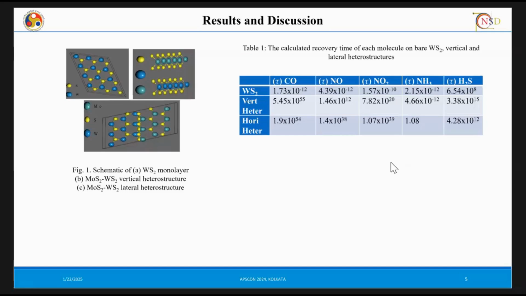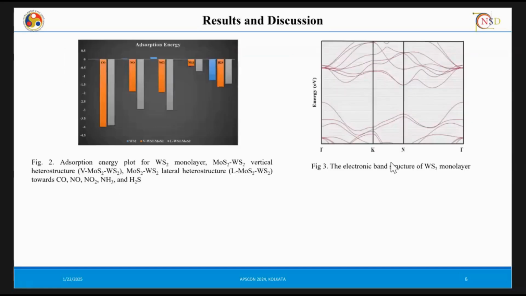These are some of the results, and I will come back to them later. As you are aware, for sensing we need to understand how much time the material takes to respond and recover. Theoretically, we are not able to calculate the response time using DFT, but we can estimate the recovery of the material through DFT calculation. These are the kinds of results we have obtained.